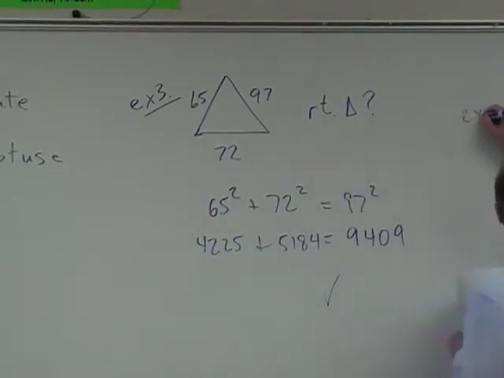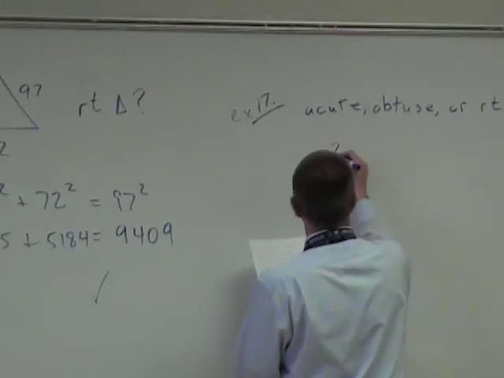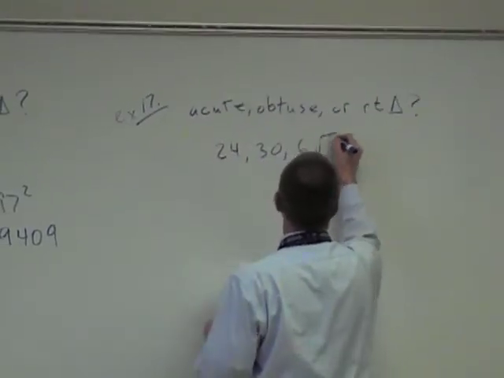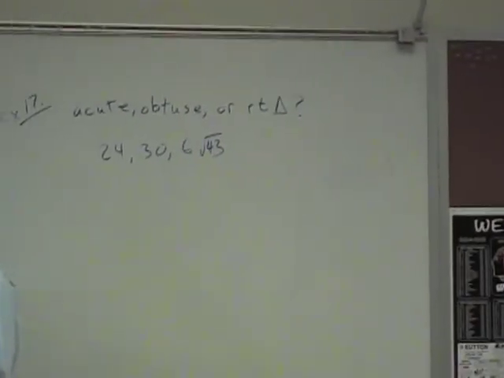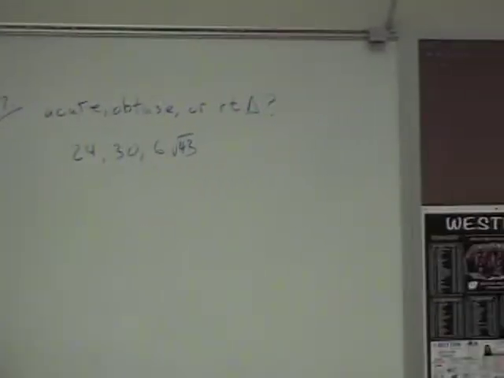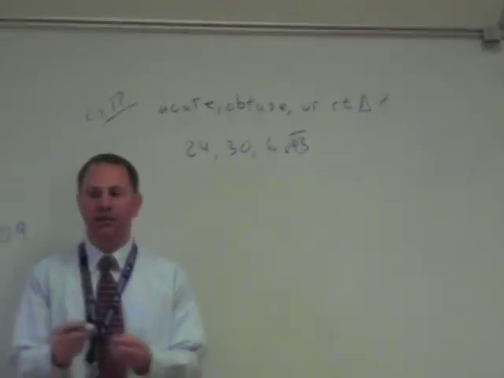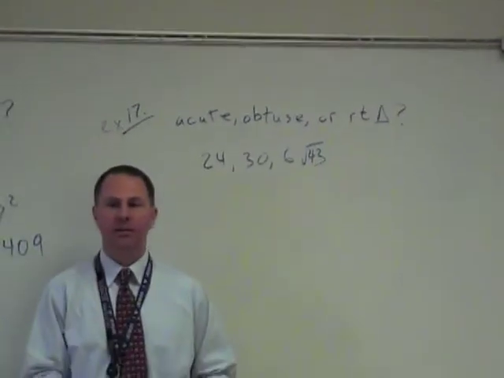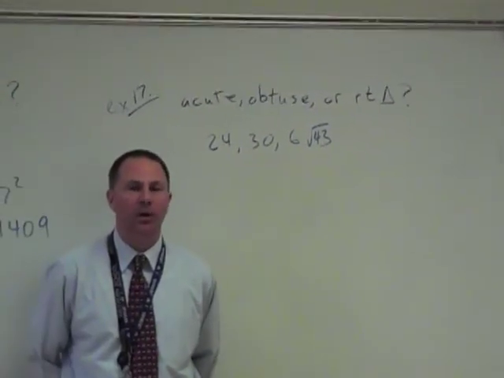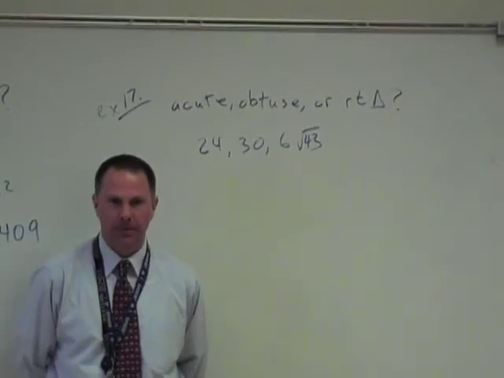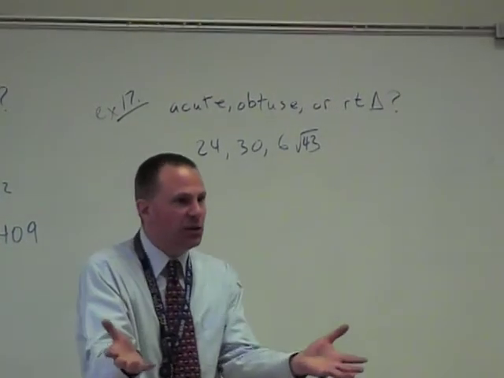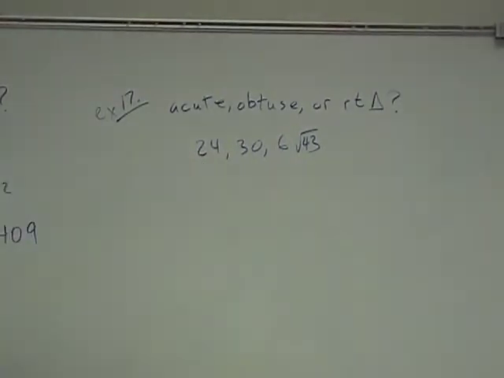Example 17. Acute, obtuse, or right triangle. 24, 30, and 6 radical 43. What are you going to do? Think before you start. What's your thought process here? Figure out which one is the hypotenuse. Yeah, you've got to find out which one's the longest side so that you can plug it into the formulas. Which one's longer?